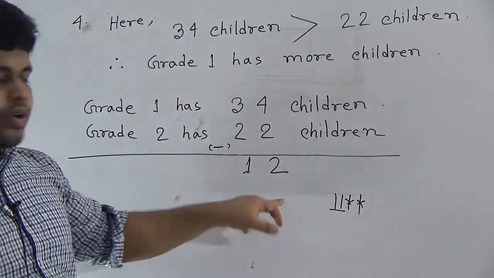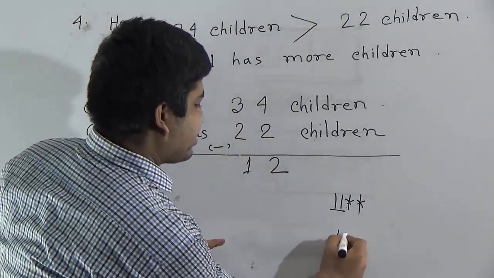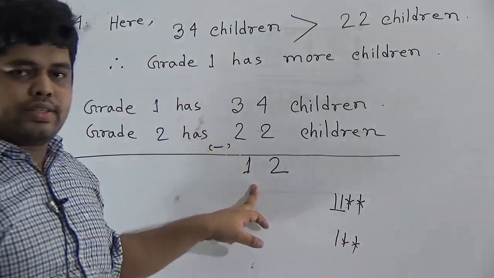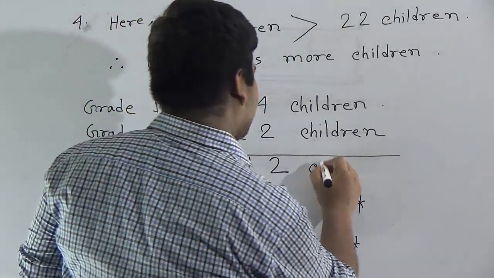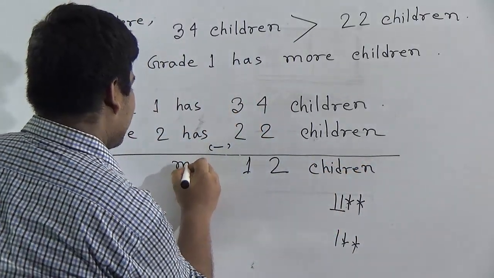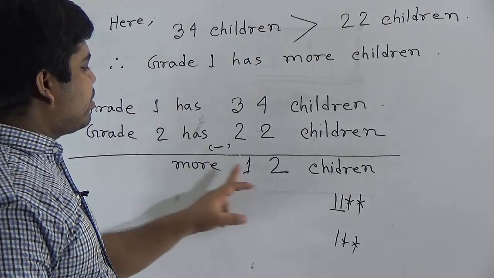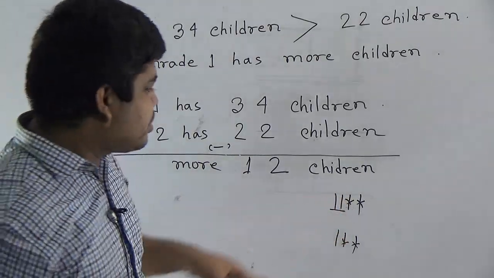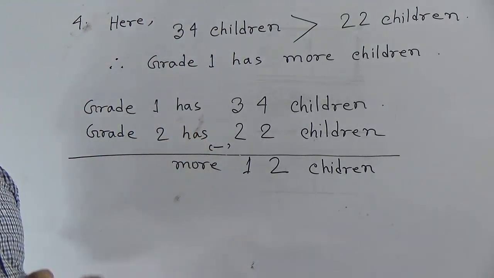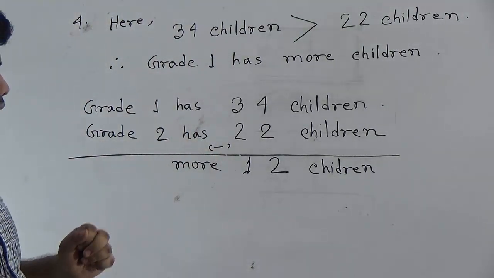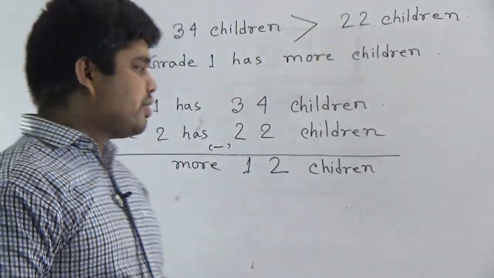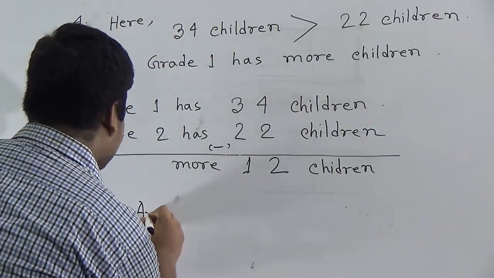So this is 2. Again 3: 1, 2, 3. Cut 2 sticks. Left 1 stick. Here 12 more children. So our question is done to solve. Here this question has two parts, so it has two answers.